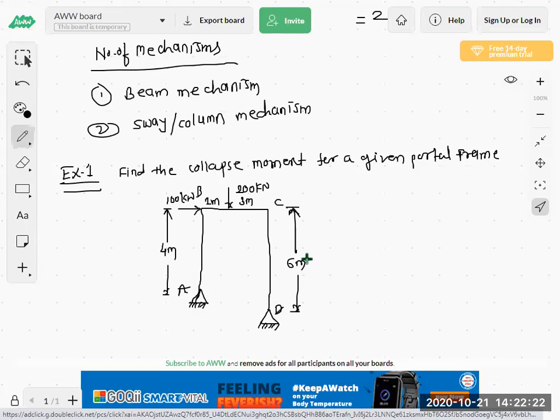So a frame is nothing but a column beam structure. Horizontal members we call beams, and vertical members we call columns. So a column beam structure is the frame structure. It may be concrete or it may be steel, but here we are analyzing the plastic analysis, which is for steel only. Okay, everyone please draw the sketch.